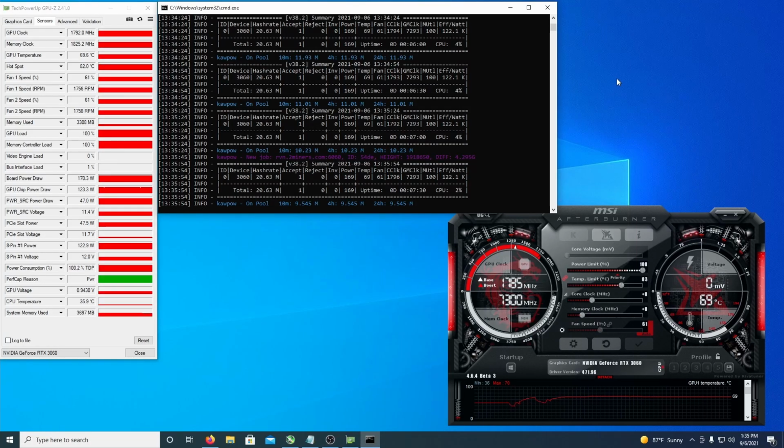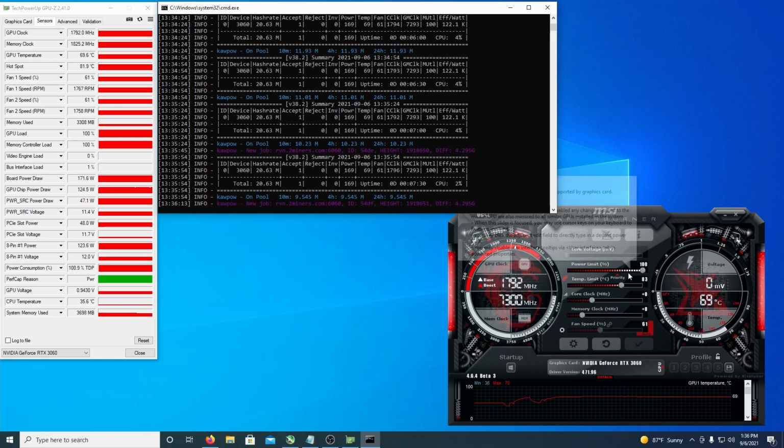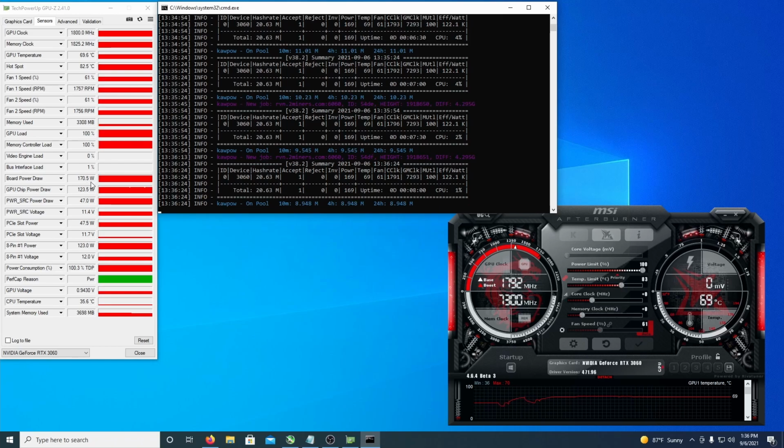Today I'm going to be looking at hash rates of an RTX 3060 LHR. This is a Ventus 2X model. It's going to be mining on KawPow. We're going to be looking at the hash rate. So currently it's stock. There's no overclocks applied, and I'm getting about 20.6 megahash on KawPow, and it's sitting around 170 watts. So let me play around with the overclocks a bit, and I'll put you back on.